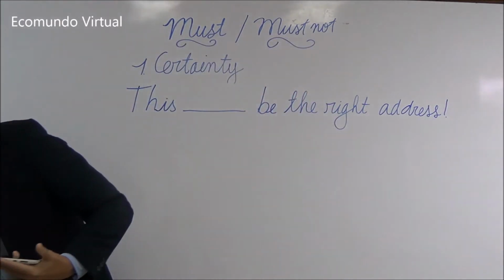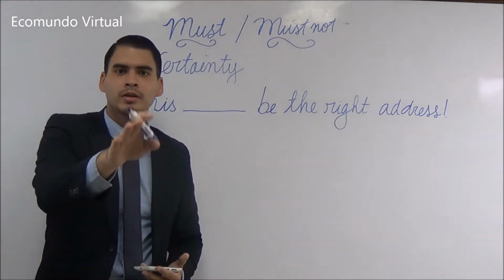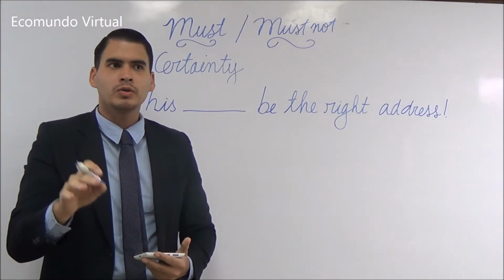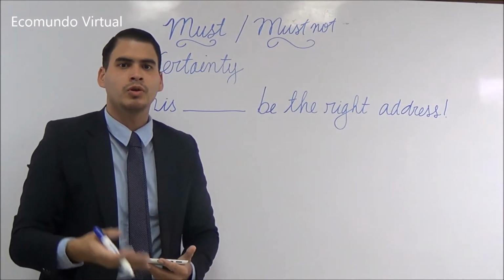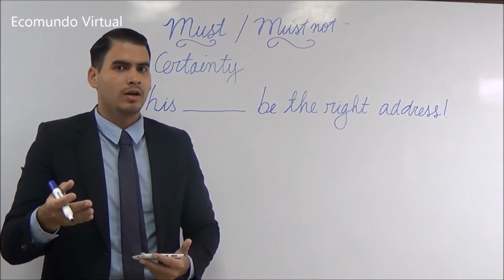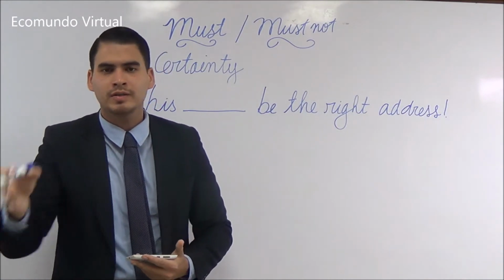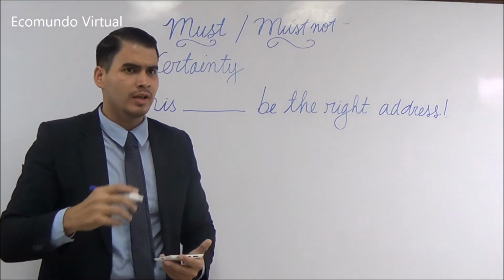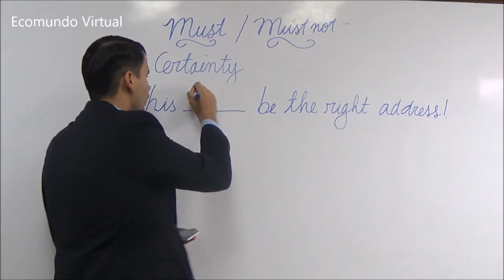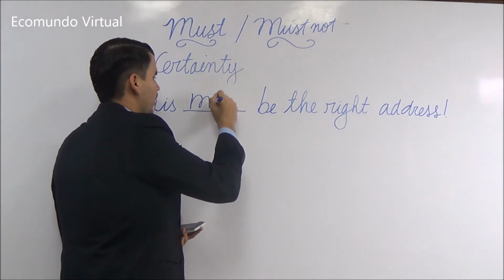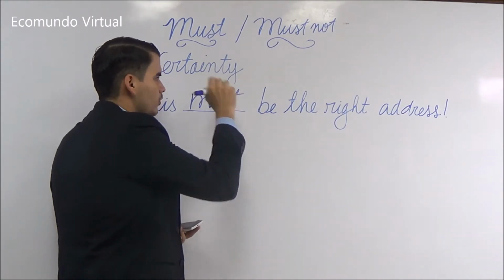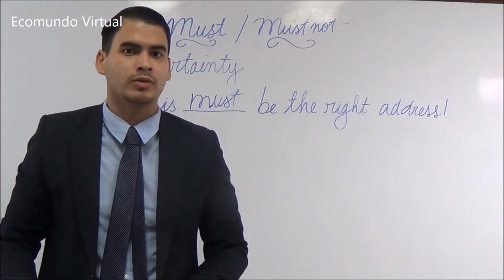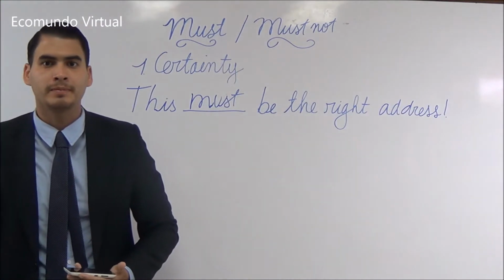Now, here we have an example. Imagine that we have a sentence. Imagine that you go to a party and you're in a car with your friends, and then you ask about the address because you don't know where the party is. So, a person says, so the address is this, and you ask, are you sure? And you say, yes, this must be the address. So, when you're 100% sure that this one is the answer, you use must, like this. This must be the address, the right address, the correct address, for something that is correct, okay?